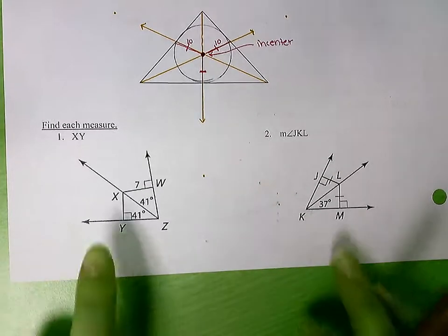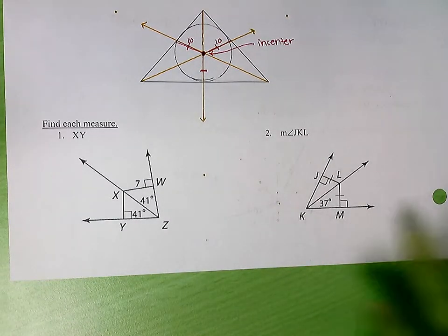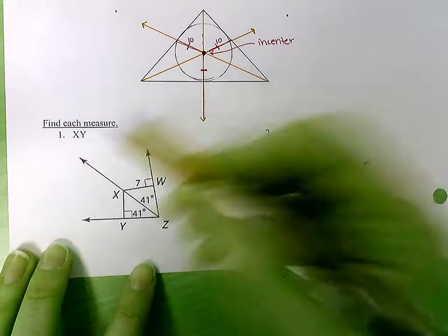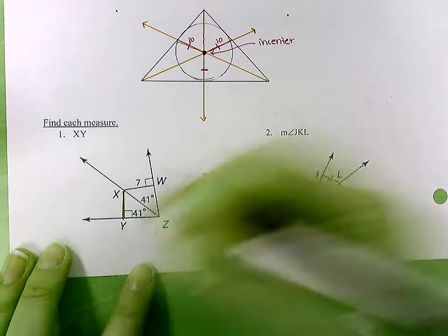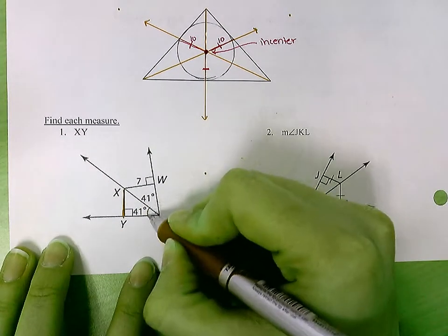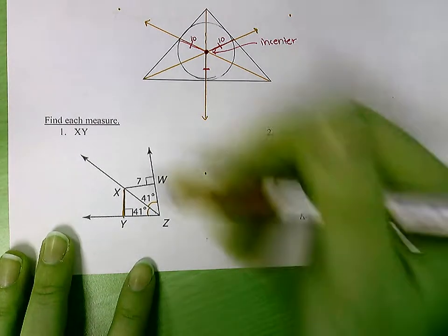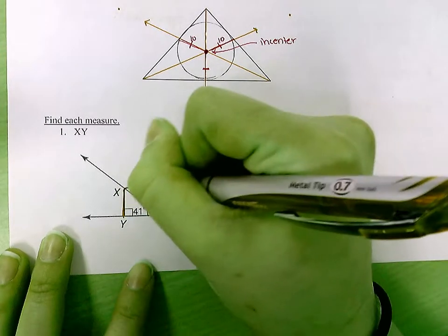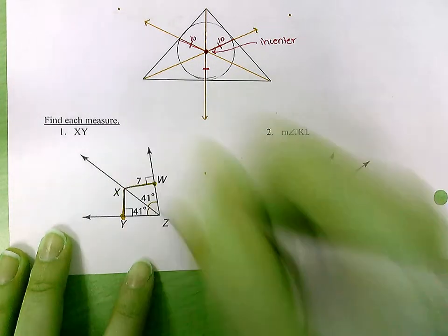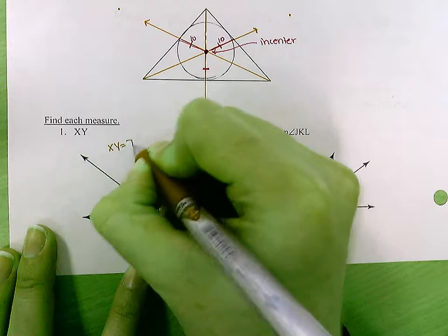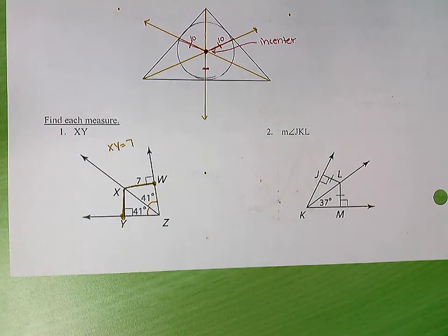So what we want to do in these next 2 problems is find each of these measures using our incenter theorem. So we want to find XY. That's this length right here. Since this is an angle bisector, and both of these are congruent, those are equidistant to each of those sides, meaning XY is 7. They are equidistant when that is an angle bisector.